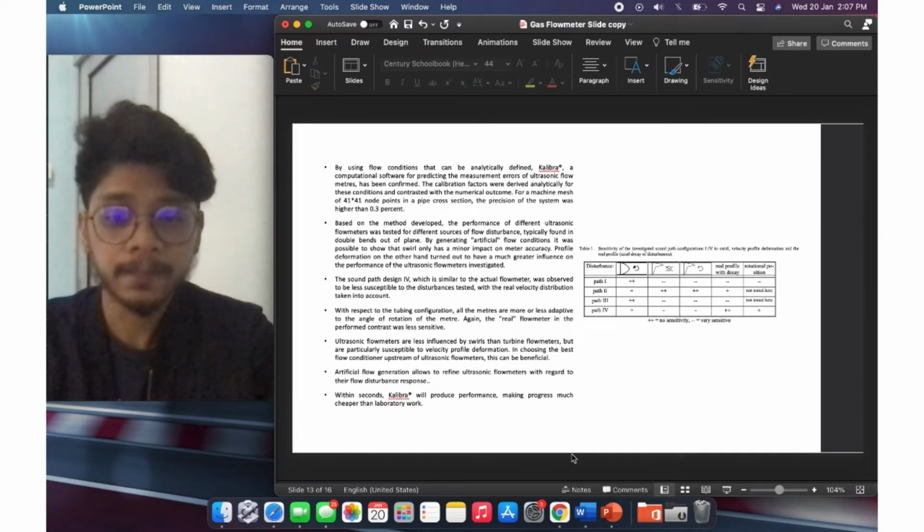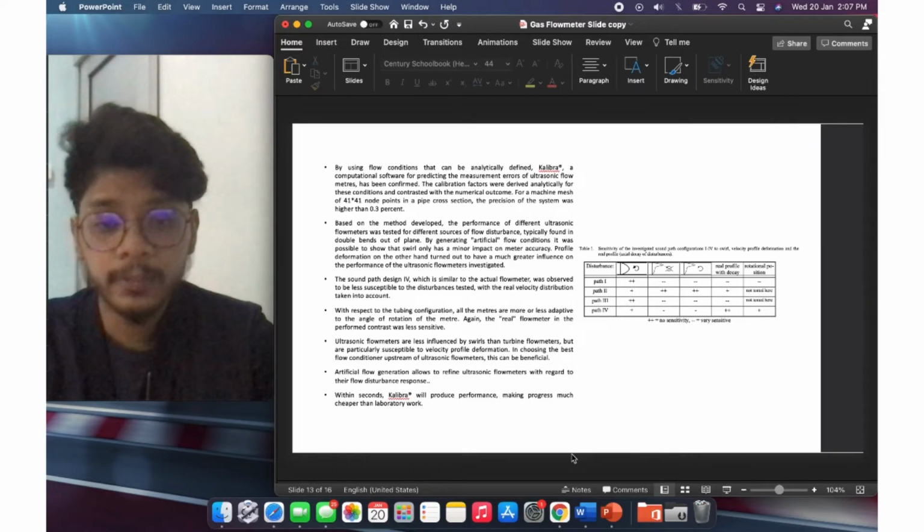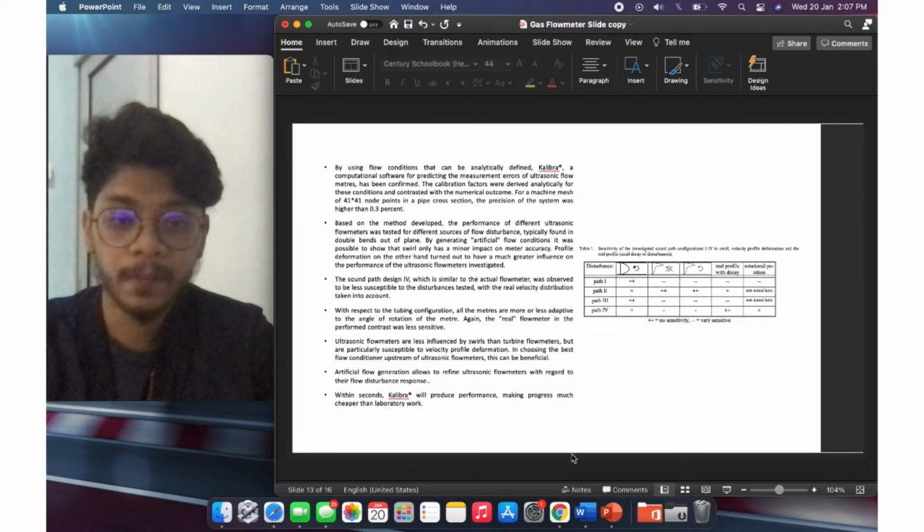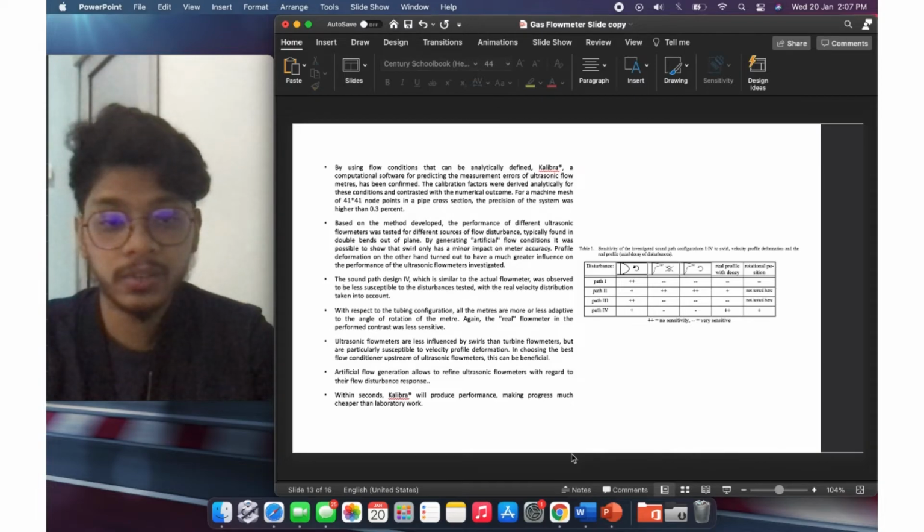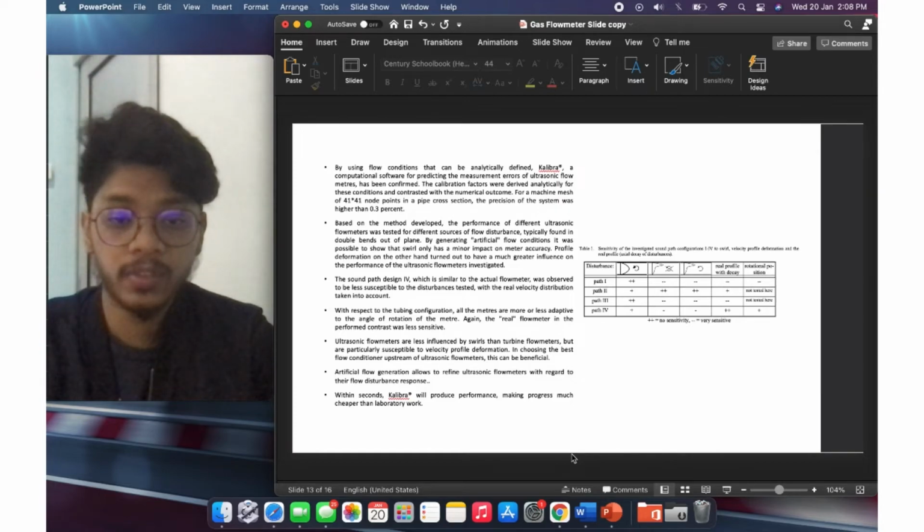Next, by using the flow condition that can be analytically defined, Calibra, a computational software for predicting the measurement errors of ultrasonic meters. The calibration factor will be derived analytically for this condition and contrasted with the numerical outcome. For a machine mesh of 41 times 41 node points in a pipe cross section, the precision of the system was higher than 0.3%.